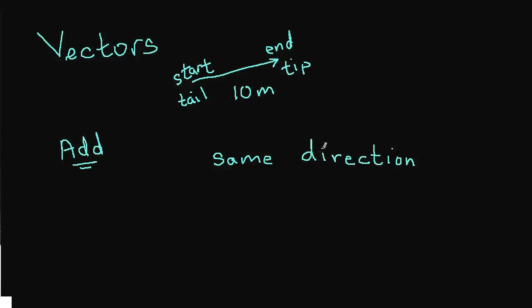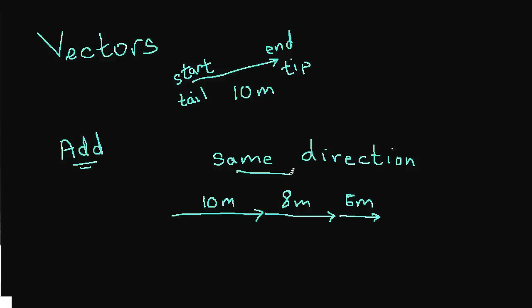So if you imagine heading out and walking, let's say 10 meters to the right, and then another 8 meters to the right, and then maybe finally another 5 meters to the right. Oh, that looks like 6 meters. Okay, we'll just make it 6 meters. So here I visually represented adding 10 meters plus 8 meters plus 6 meters, all in the same direction, all heading off to the right.